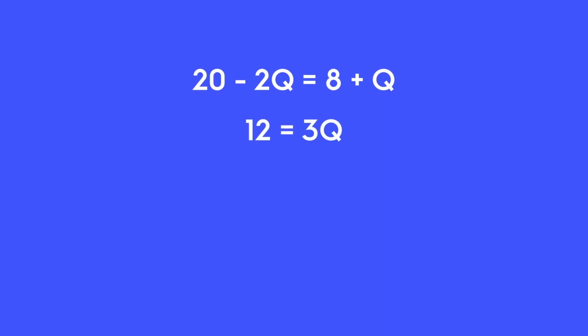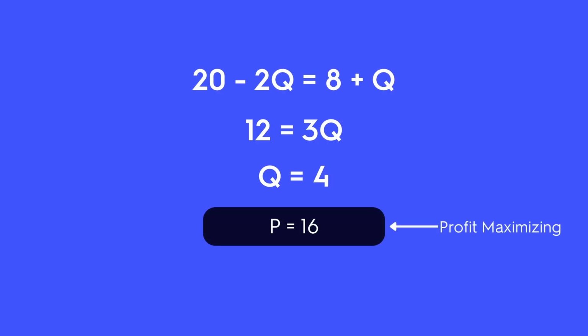Let's apply the same steps again. Set marginal revenue equal to marginal cost. 20 minus 2Q equals 8 plus Q. That gives 12 equals 3Q, so Q equals 4. Then use demand to get the price. 20 minus 4 is 16. The profit maximizing choice is 4 units at a price of $16.